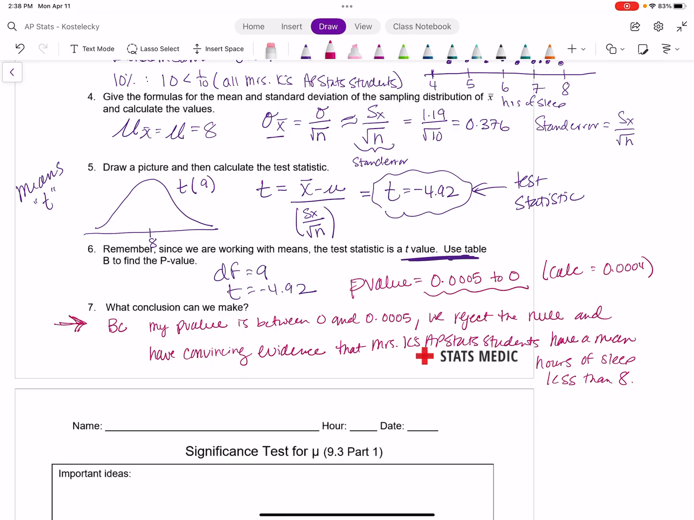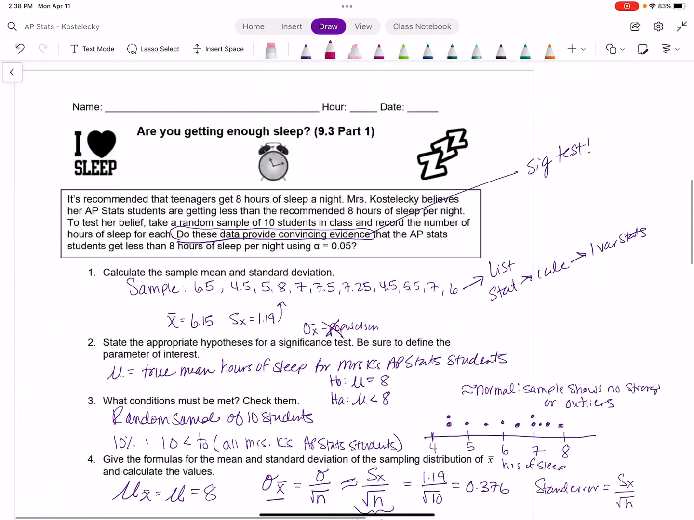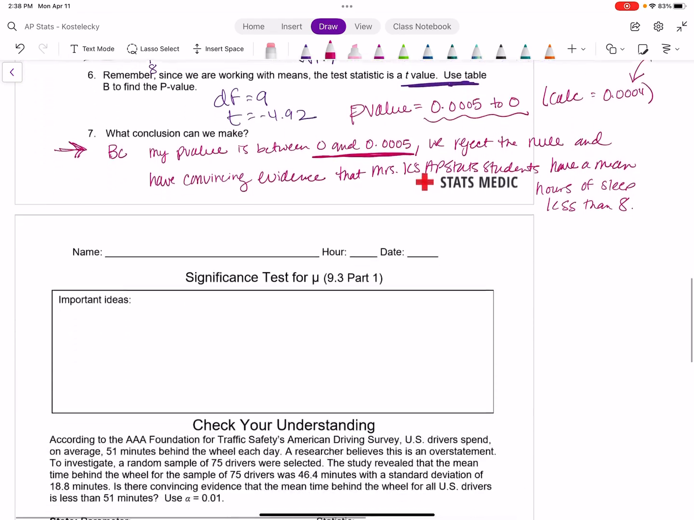I am going to make my decision based on my p-value, reject my null because my p-value is low, and then if we reject the null, it's because we have enough evidence to reject the null. So put that in context. If you have a calculator value, then you can just pop that calculator value instead of giving a range of numbers. So this would be going through the whole process of doing your significance test.